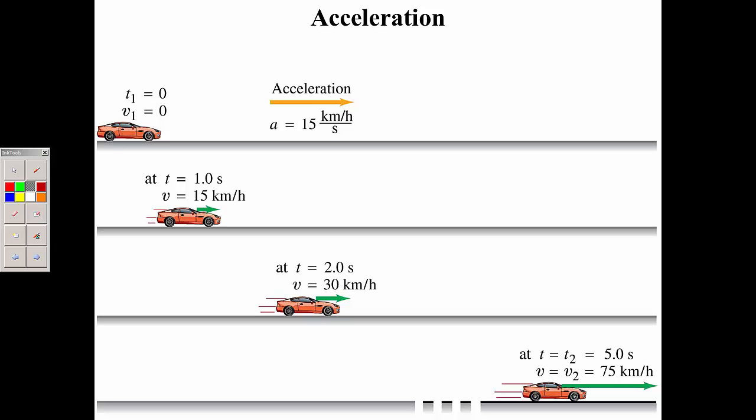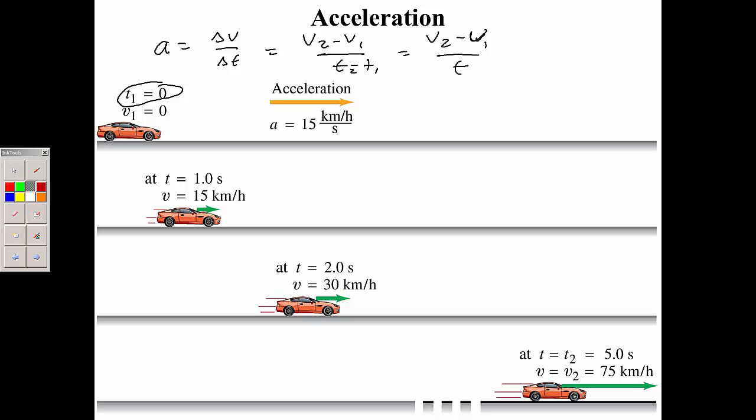Kind of to highlight it again, acceleration is a change in velocity divided by a change in time, or velocity 2 minus velocity 1 divided by time 2 minus time 1. If my initial time is equal to 0, this boils down to v2 minus v1 divided by time.